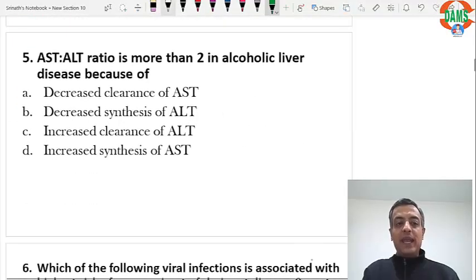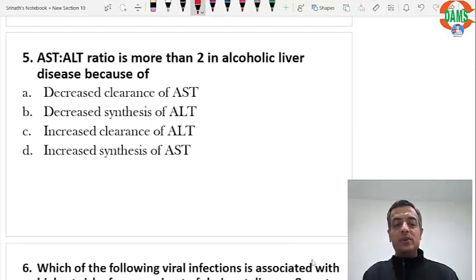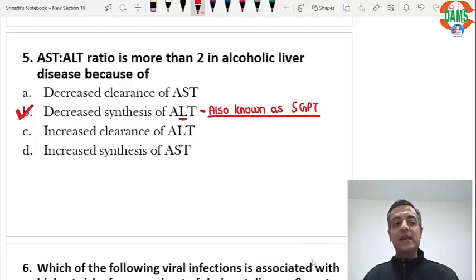An AST to ALT ratio of more than 2 is seen in alcoholic liver disease because of decreased synthesis of ALT, which is also known as SGPT. I remember L for liver specific is the SGPT. The synthesis is reduced in liver disease, which is why the ratio becomes more than 2, selective for alcoholic liver disease.